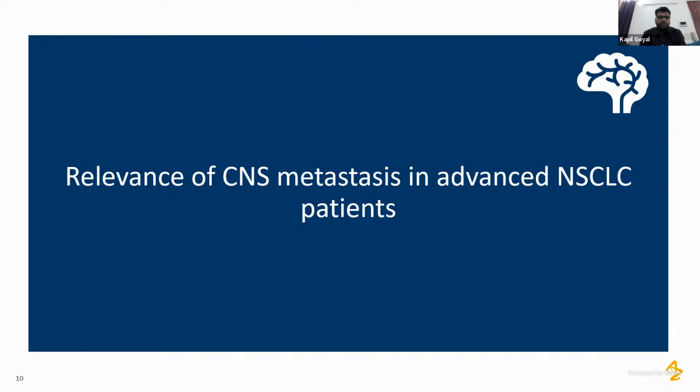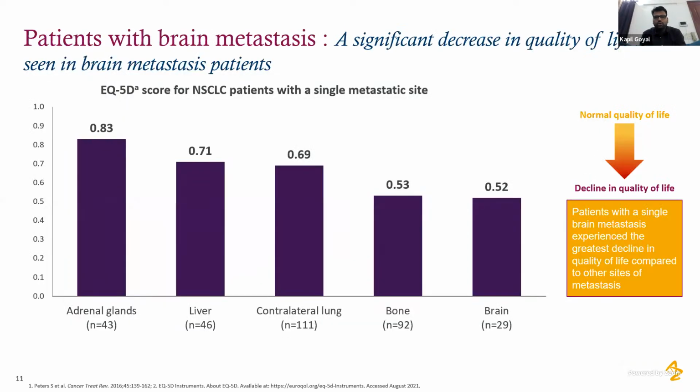Now coming to the next point of discussion, that is the relevance of CNS metastasis in advanced NSCLC patients. We are well aware that NSCLC is a very common cause of brain metastasis, and lots of patients develop brain metastasis either at baseline presentation or sometime along the course of therapy. Patients with brain metastasis have a significant decrease in quality of life, and this is very well established. If we see the EQ-5D score for NSCLC patients with a single metastatic site, we see that the quality of life decreases a lot with brain metastasis.